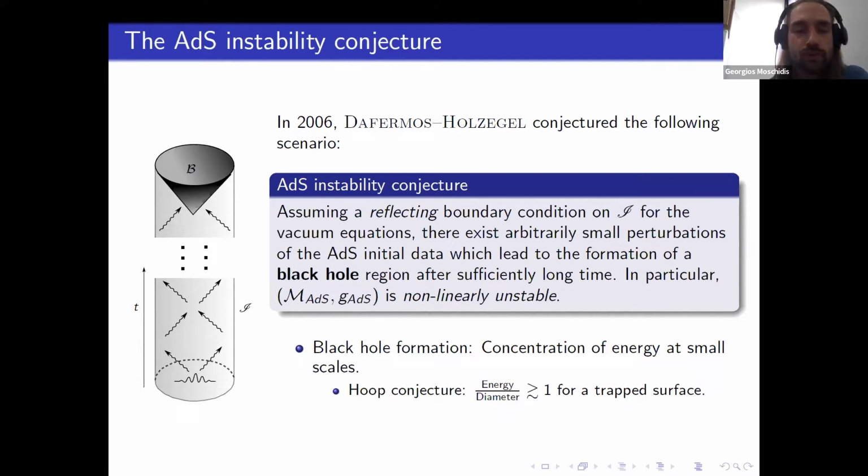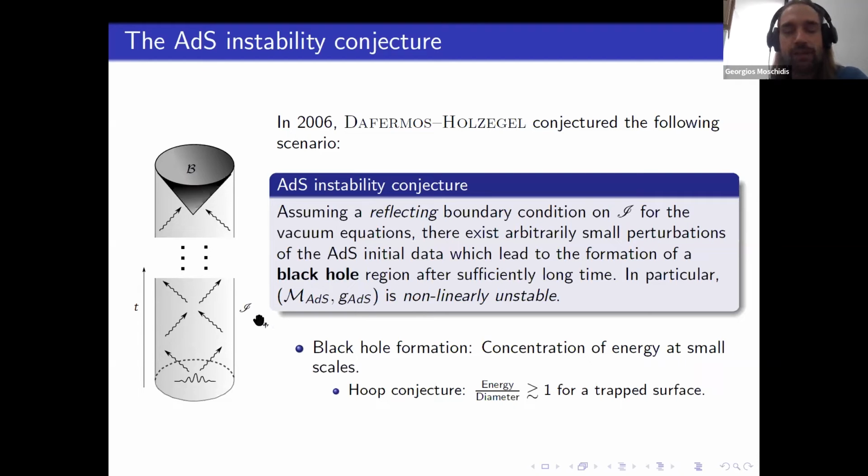And of course, what do I mean by black hole region here? A black hole region here is simply a region of the spacetime that cannot be seen by conformal infinity, in analogy to the asymptotically flat case. And of course, since AdS spacetime does not contain a black hole region, this is a geometric statement of instability.